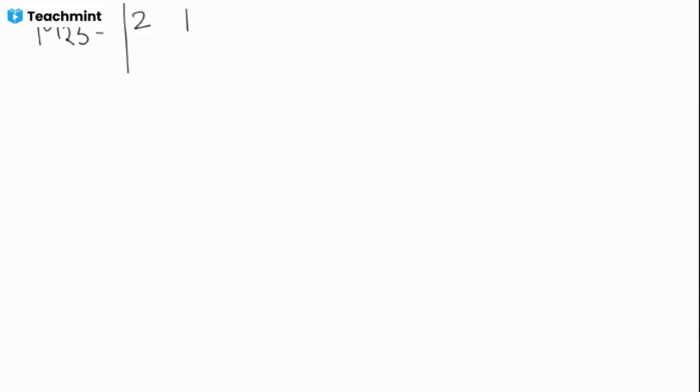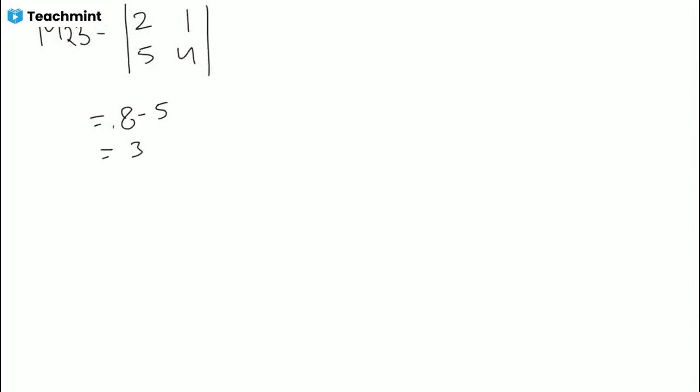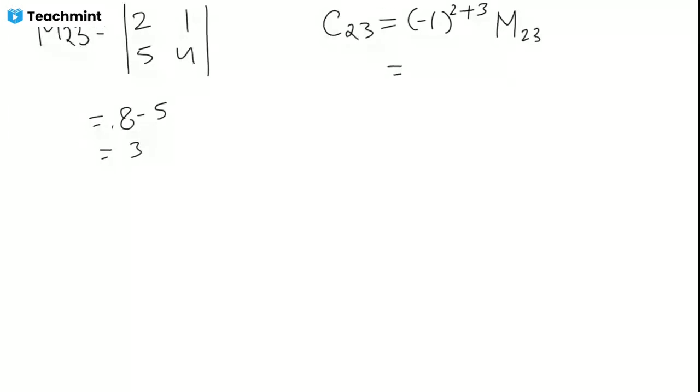So third one, we have here 8 minus 5. We have 3. Now let us find C23. That is minus 1 to the power 2 plus 3. So we have an odd power. Obviously, we'll have the negative of this.